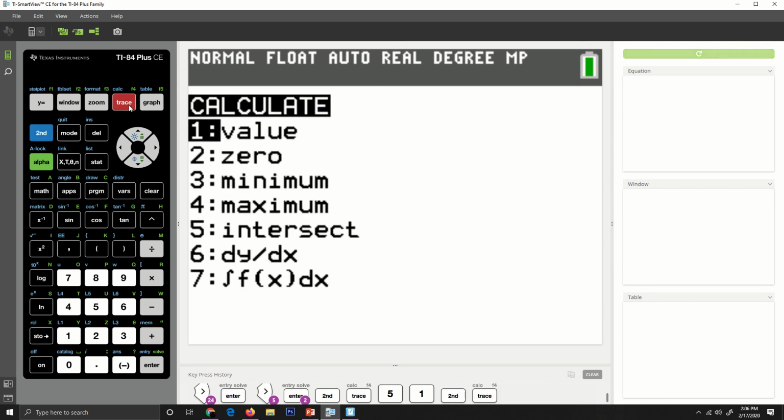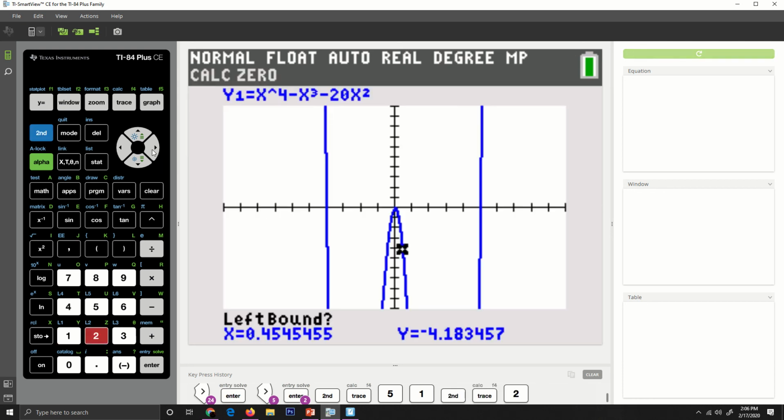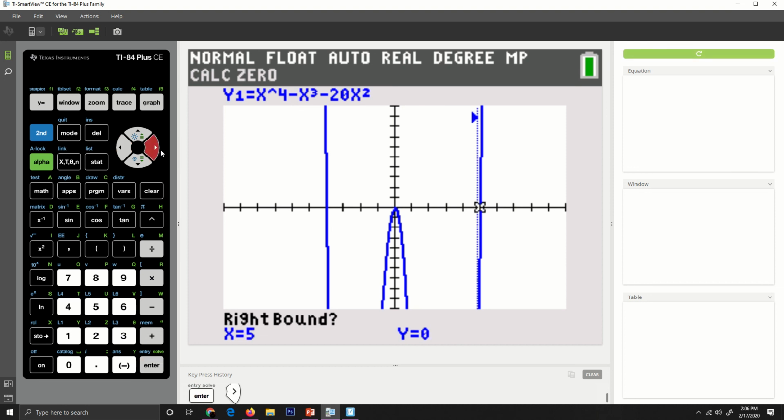And I'm going to second trace, and I'm going to do 0. We're going to get that last 0 though. And here he comes, negative, negative, negative, get smaller. There it is. So there's my negative 31, hit enter, go to the right a little bit, hit enter, and there's my 0 at 5. So those are all confirmed.